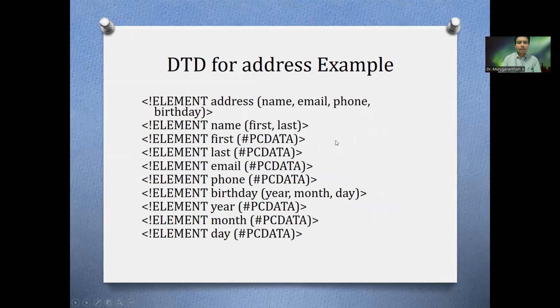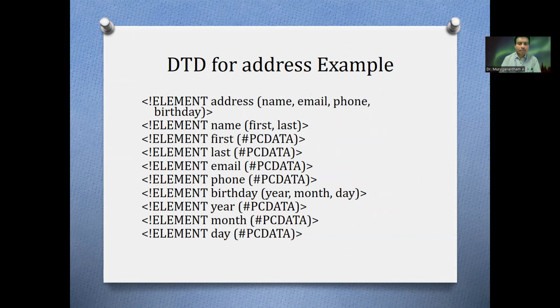So this is an example for DTD. Here we are trying to create an address. The address consists of a name, email, phone number, and birthday. So these are the elements we are going to add under the address. For the elements we need to specify the type. For DTD we basically have two types. One is called PCDATA, another one is called CDATA.